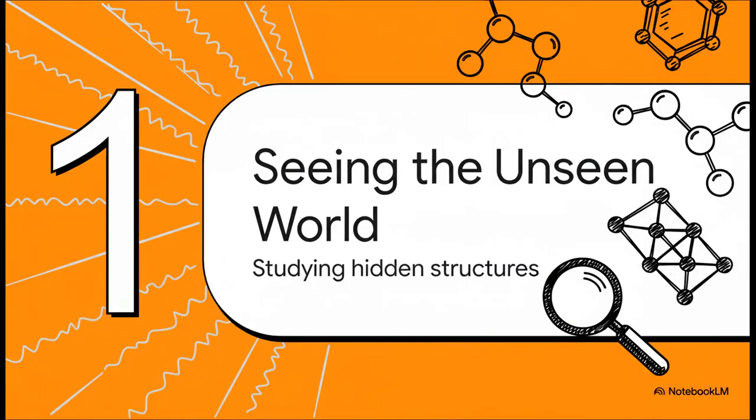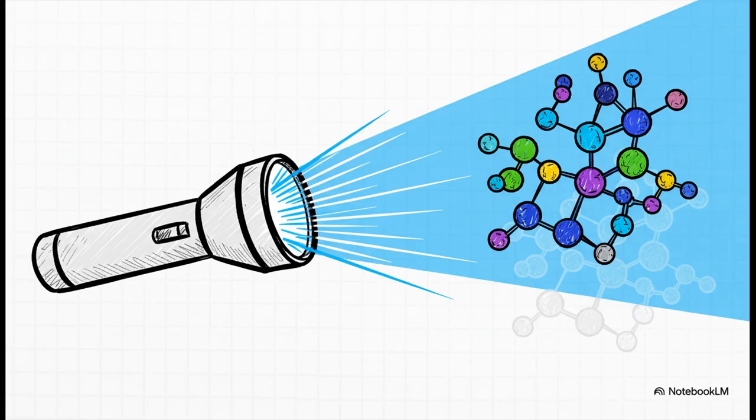So that's the big puzzle, right? How do you see an invisible world? That's exactly what we're going to dig into. We're going to look at how scientists study the hidden structures that define, well, pretty much all the modern materials around us. To peek into this microscopic world, normal light just won't do the trick. You need a special kind of flashlight, a really, really special one that uses incredibly powerful and precise X-rays.